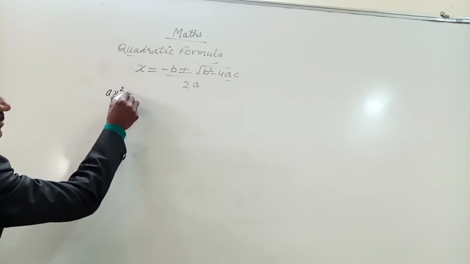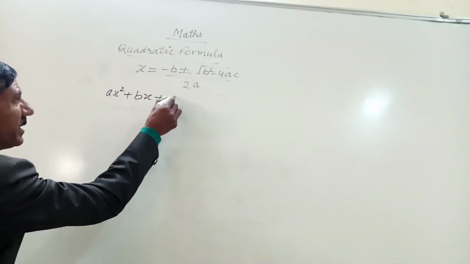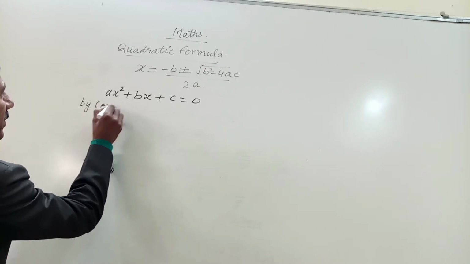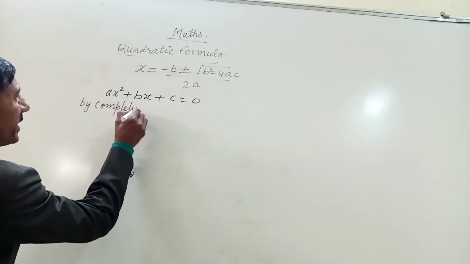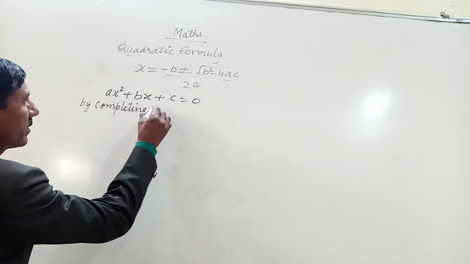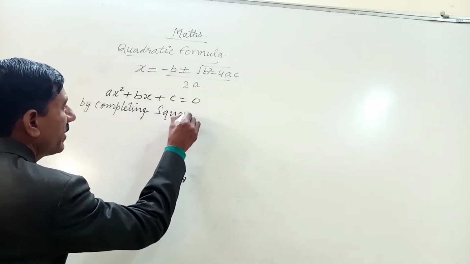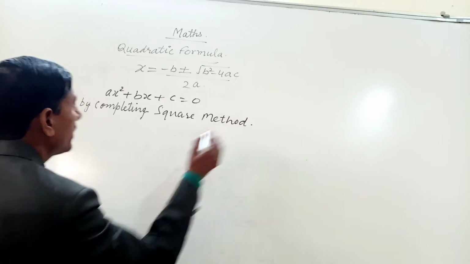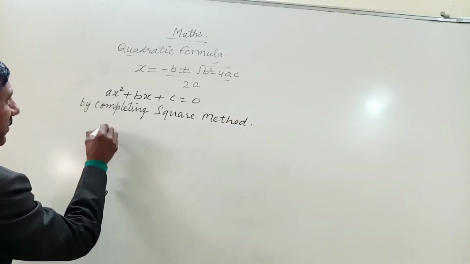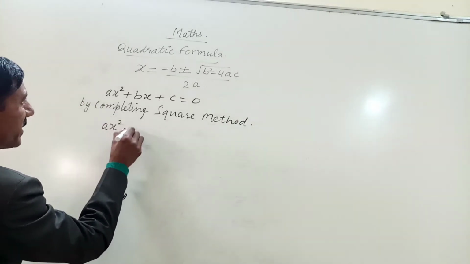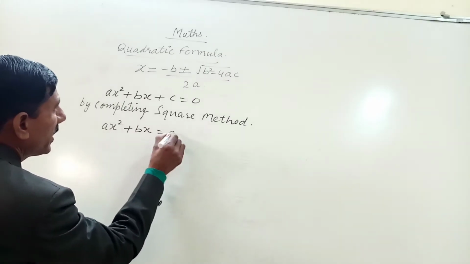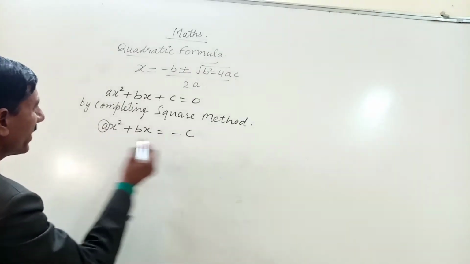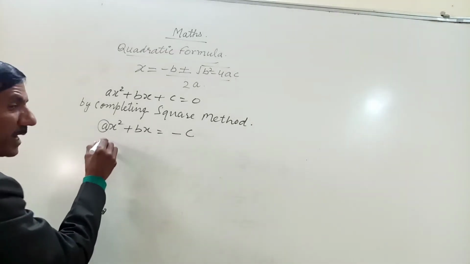Ax square plus bx plus c is equal to 0. Completing the square method. First of all, convert this equation in the form where the constant is equal to minus c, and divide the whole equation by the coefficient of x square.